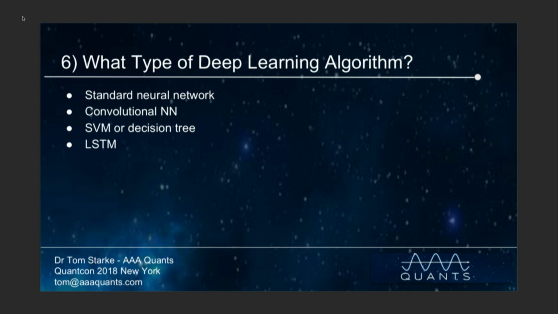I looked at different types of deep learning algorithms, just standard neural networks, and then I looked at convolutional neural networks. I did some work recently in image recognition for a different job, so convolutional seemed interesting. Also looked at SVMs or decision trees. You don't necessarily have to use deep learning as an output. You can actually go with something a bit simpler, like SVMs and decision trees.